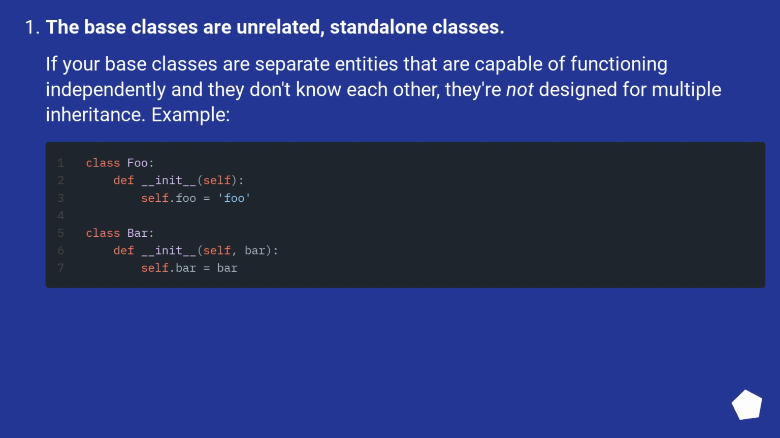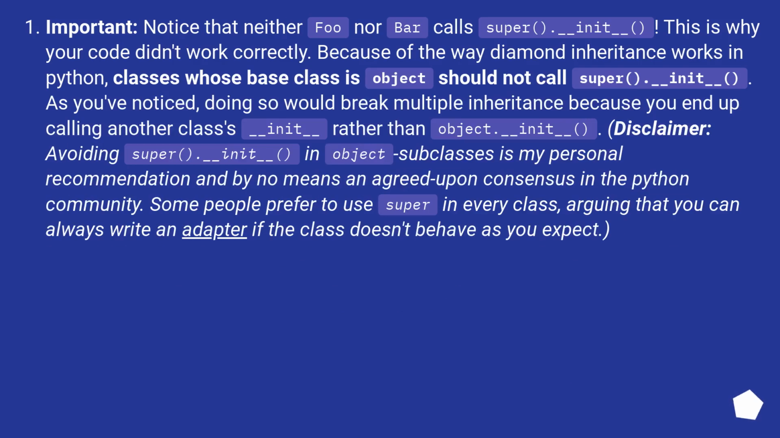Example: important, notice that neither foo nor bar calls super().__init__. This is why your code didn't work correctly. Because of the way diamond inheritance works in Python, classes whose base class is object should not call super().__init__. As you've noticed, doing so would break multiple inheritance because you end up calling another class's __init__ rather than object.__init__.